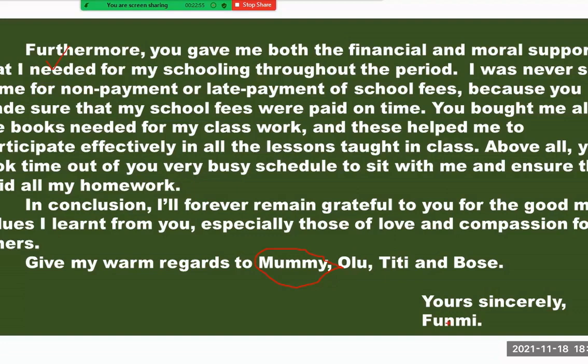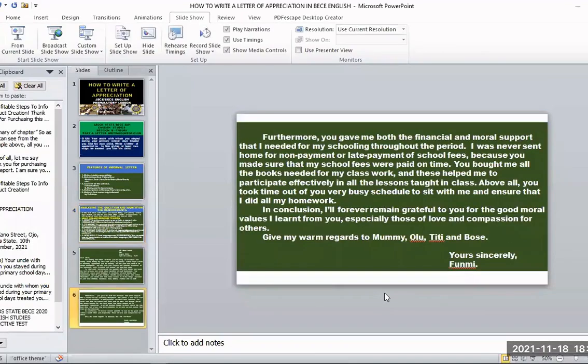Now, the last thing here is your first name and a full stop. If your name is Fumi, you simply write Fumi and put a full stop. If your name is Mary, you write Mary and put a full stop, all right? So that is how to write this kind of letter. And this is where we are going to draw the curtain in today's video.